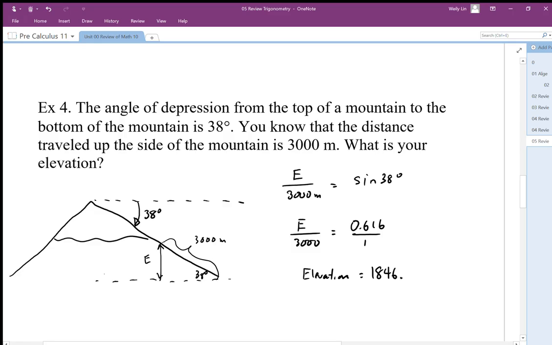We can round that to the nearest decimal point. That's going to be 0.0.